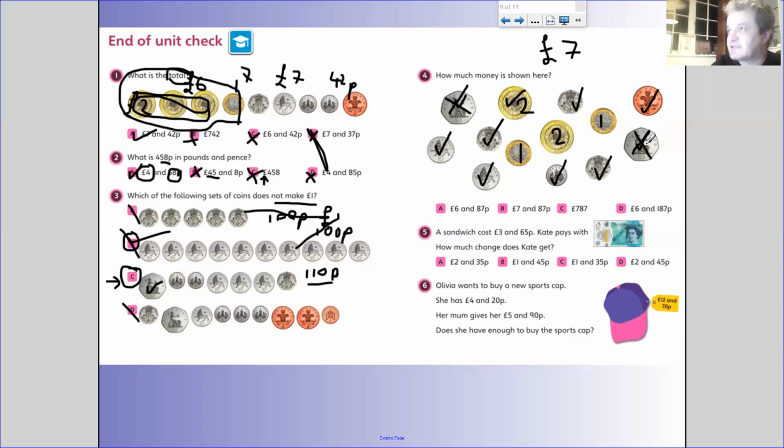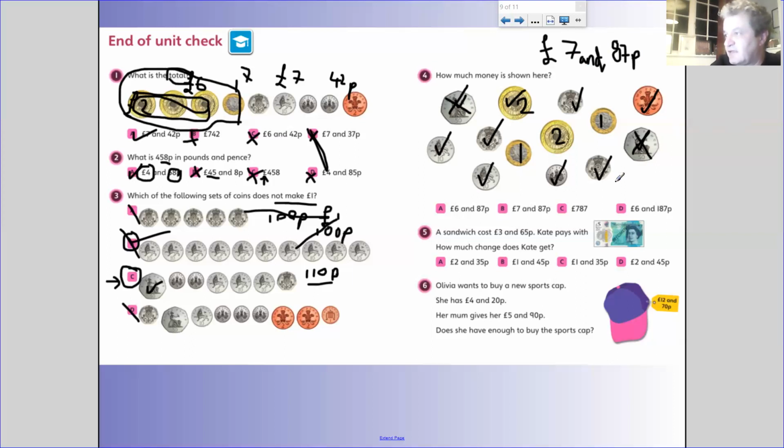The 2 50s make 7 pounds. And 20, 40, 60, 70, 80, 85, 87 pence. 7 pounds and 87 pence. Okay. 7 pounds and 87 pence. I haven't got 787. I'm writing £7 and 87 pence. That would be my answer.